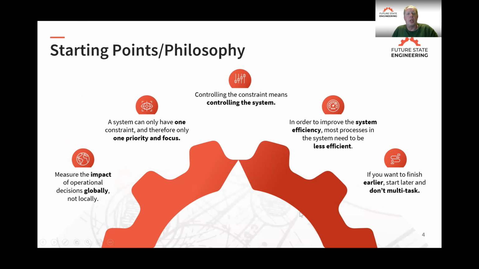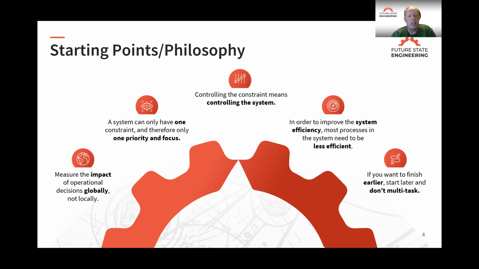Some of our starting points and philosophies are based on three principles. One is theory of constraints, the other one is lean principles, and the third one is total quality management principles. So the first starting point here is when we measure performance of an organization, we don't want to look at measuring the impact of departments individually, right? We want to look at measuring the impact of actions on the global impact of the company. So we're trying to break down the barriers between functions.